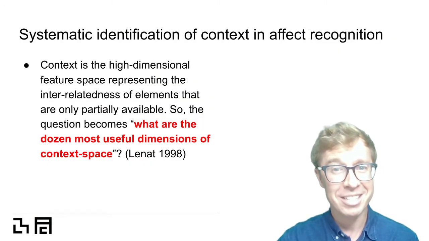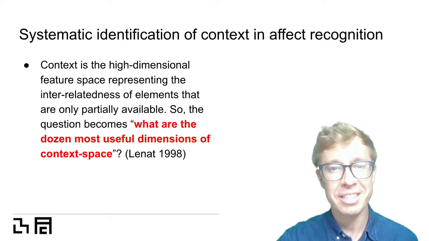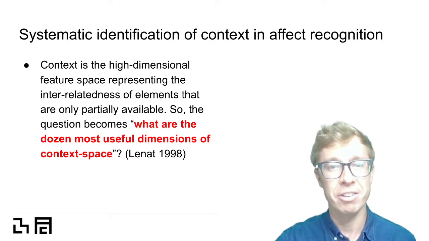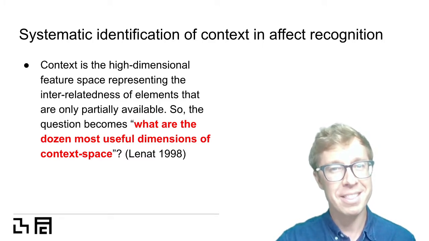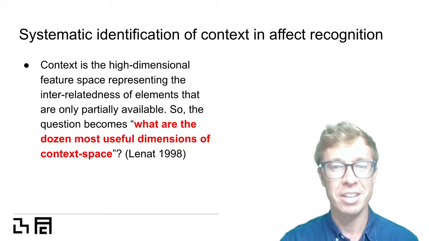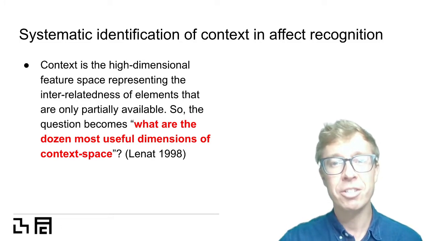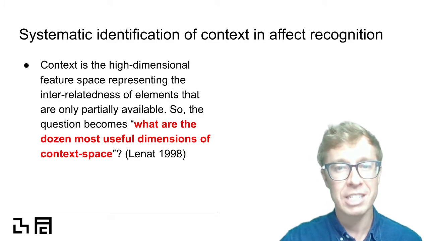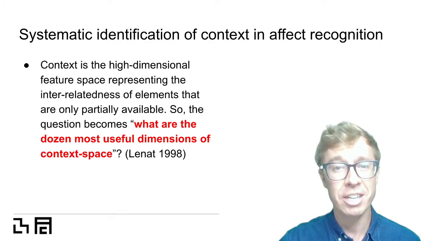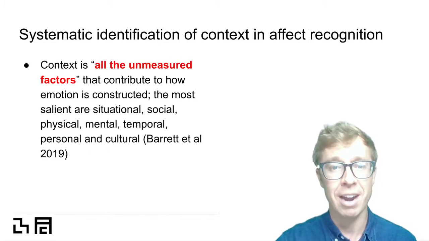But what is context? Well, we could call it the high-dimensional feature space describing interrelatedness of elements, but this is nebulous and doesn't allow us to home in on its many dimensions. So one approach to homing in on context comes from symbolic AI. In Lenat's 1998 paper, he describes the dozen most useful dimensions of context from the perspective of ontology engineering for common sense reasoning. Another perspective on context for affect recognition comes from affective science.